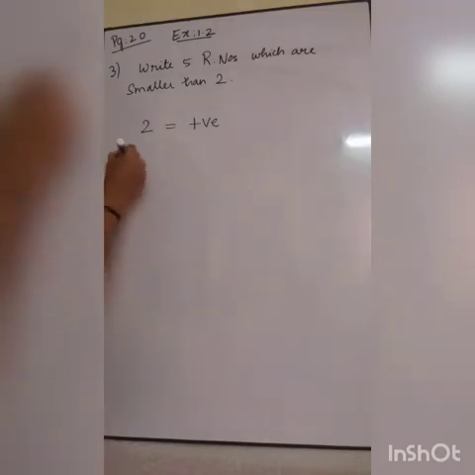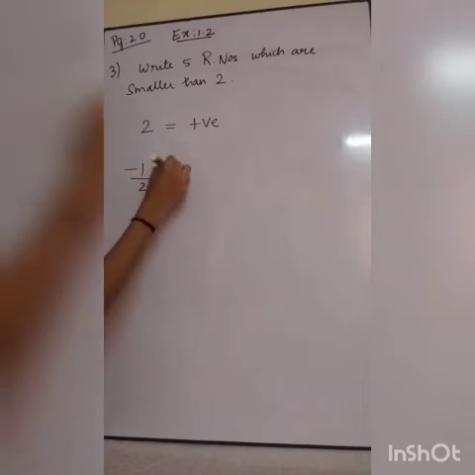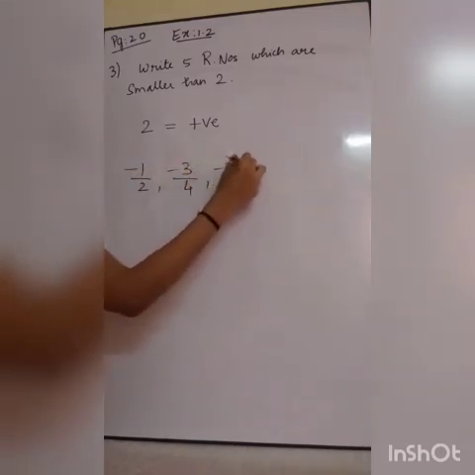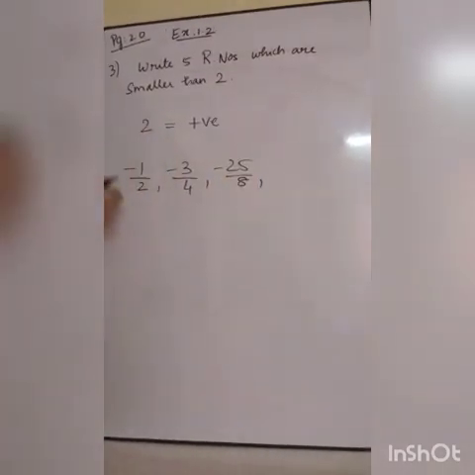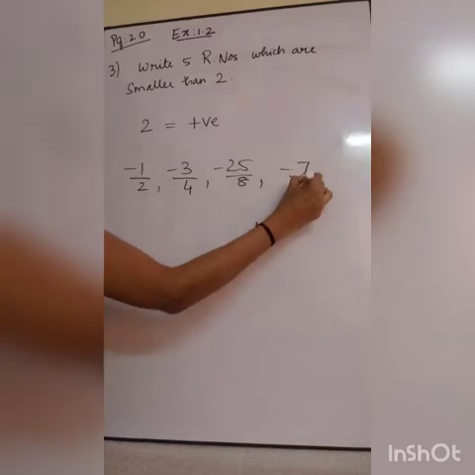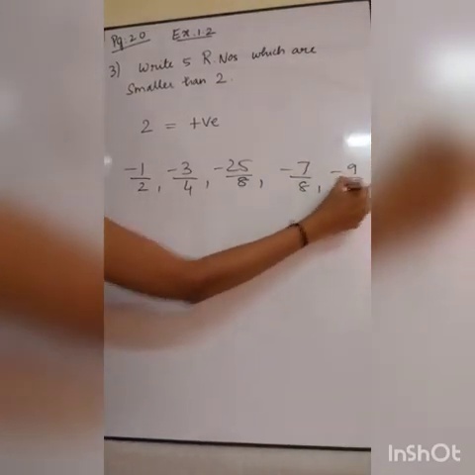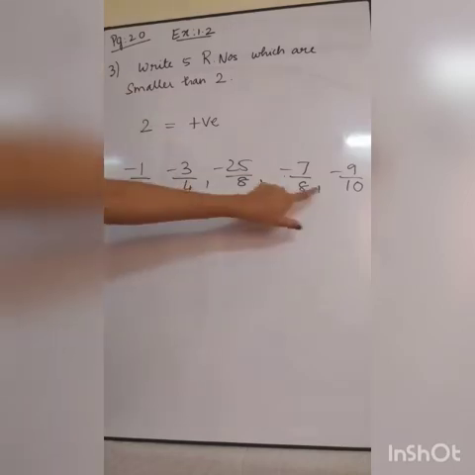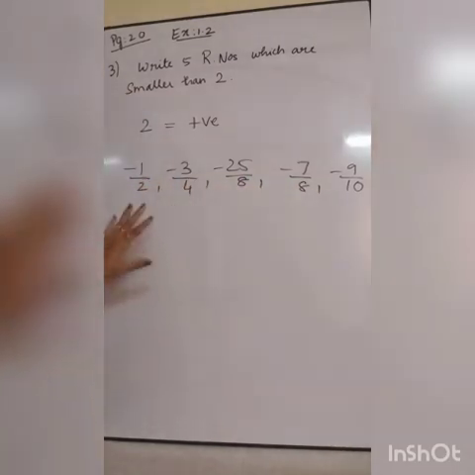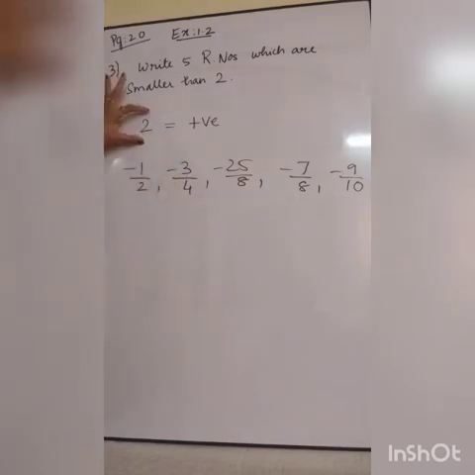So we can write 5 rational numbers which are all less than 2, such as minus 1 by 2, minus 3 by 4, minus 25 by 8. Any number, but with a minus sign, will obviously be less than 2. I told you 2 is a positive number, so any negative number will be less than 2. You can write any fractions with a negative sign so that they are all less than 2.